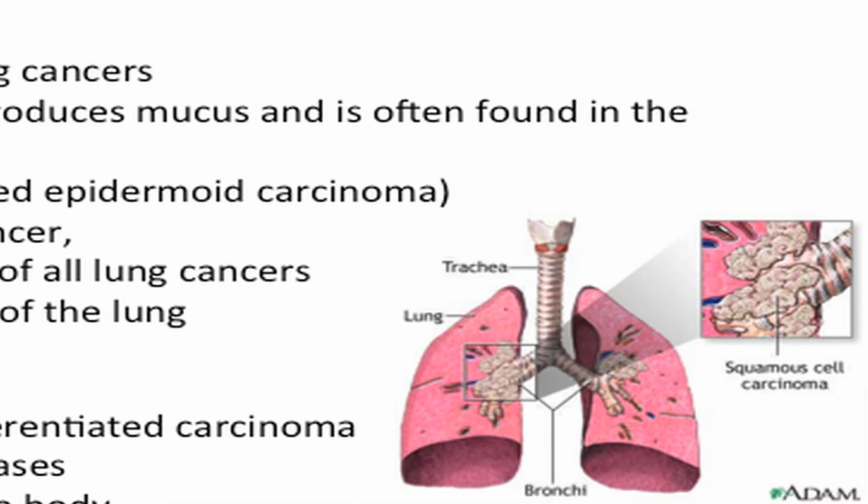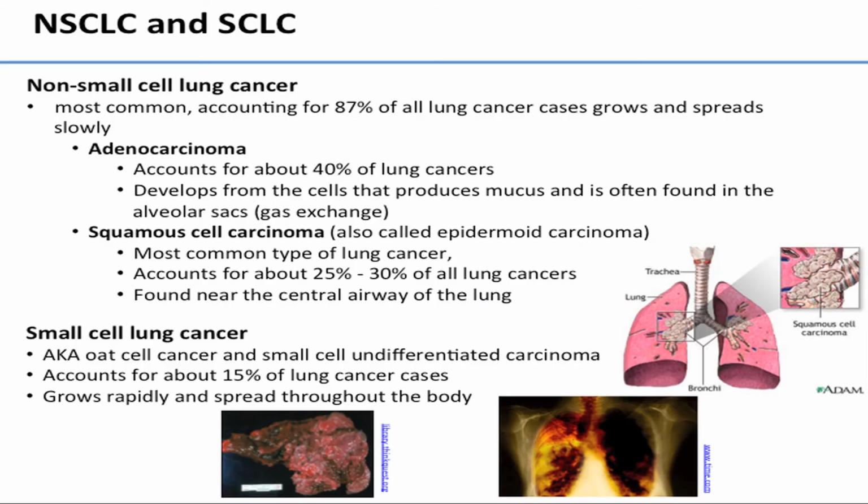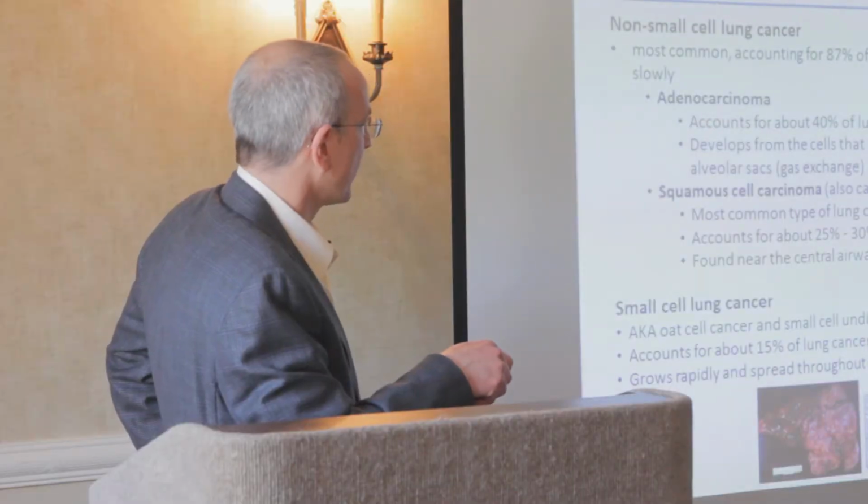The small cell lung cancer, and I think this is faster growing, this is slower growing. This is sort of referred to as an oat cell cancer and small cell carcinoma. And this accounts for the rest of the cancers. Oh, I'm sorry, got it the wrong way around. This one grows rapidly and spreads throughout the body as well, but this one's a slower one. But either way, both are dangerous.